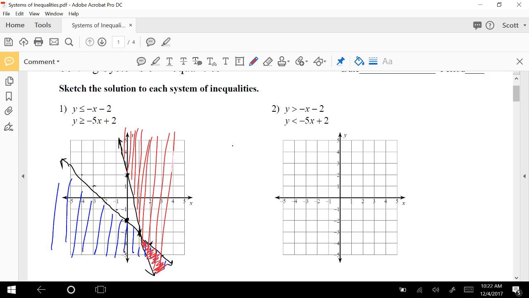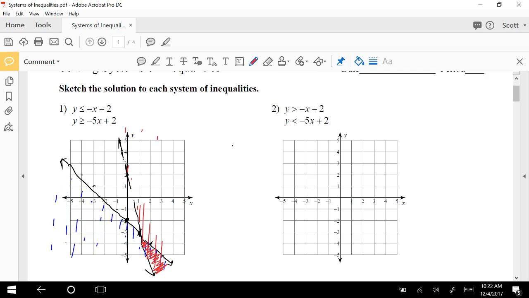What I do is go back and erase all of this other stuff. All of that doesn't need to be there. All of this blue doesn't need to be there. Cool? And that will be easier for you because you actually have a pencil and an eraser. But that's how you do it. So let's do number 2 together.